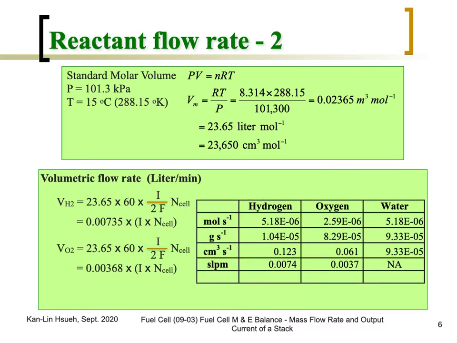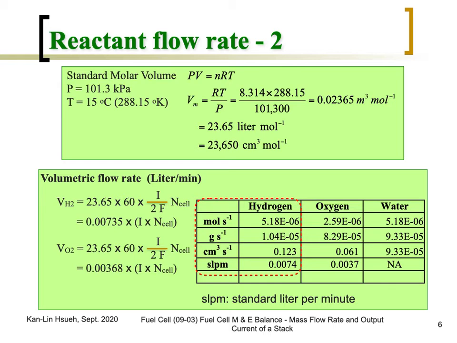So besides the volumetric flow rate, we are able to calculate a molar flow rate with this prefix number, and then molar flow rate, mass flow rate in gram per second, volumetric flow rate in cubic centimeter per second, or SLPM, that means standard liter per minute. With different other prefix numbers, you can calculate for the oxygen and the water.